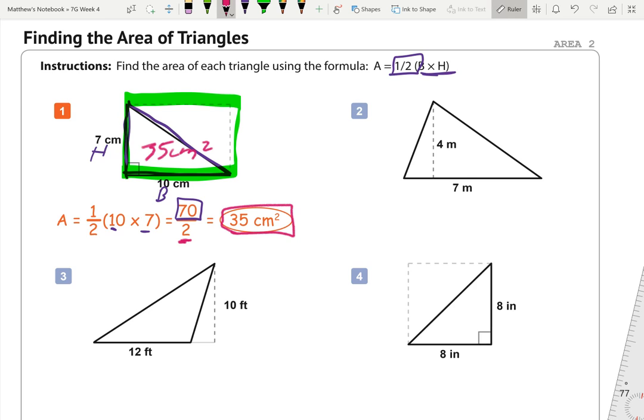All right, here we go. We have 4 times 7, so that's going to be area equals 4 times 7 on top, which gives us 28. And of course, we need to divide it by 2. So that's going to be 14 centimeters squared. All right, we're going to write that in there, 14 centimeters squared.